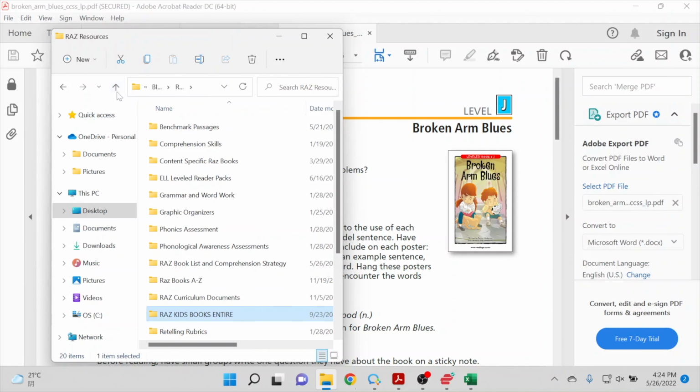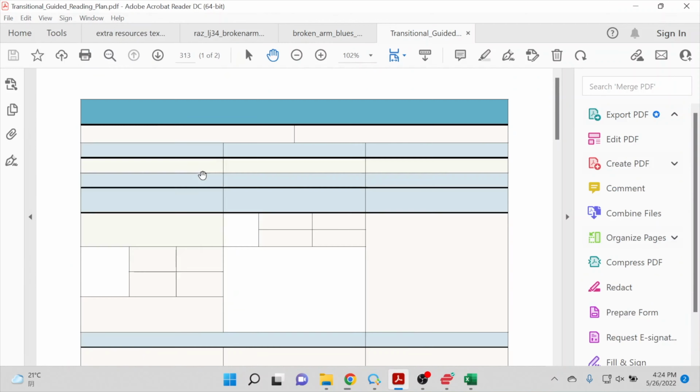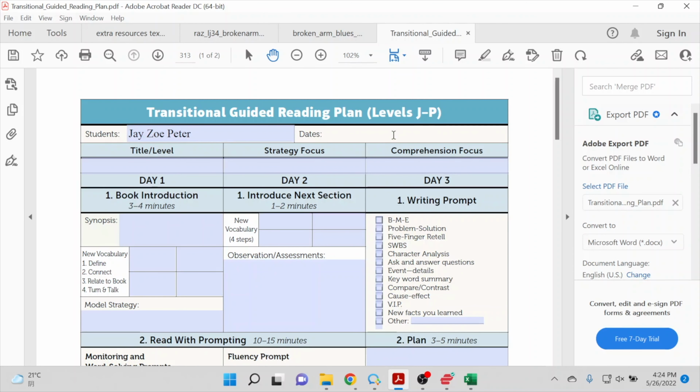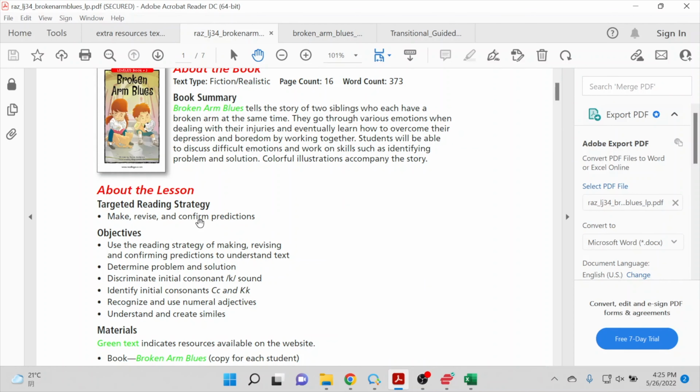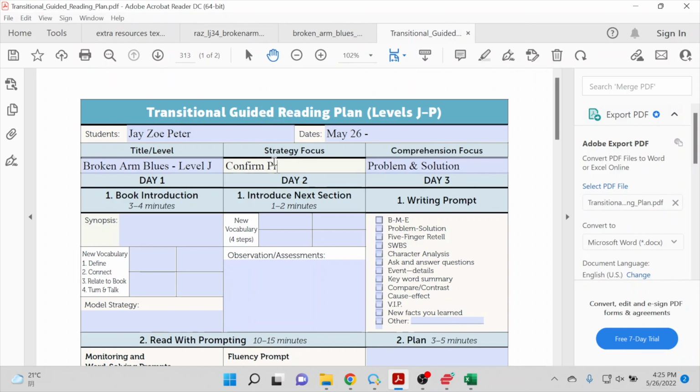I'm going to find the lesson plan. So the students are Jay, Zoe, and Peter. This is pretty self-explanatory. The date, right now it's May 26. The title of the book is Broken Arm Blues, and it's a level J. We know what the comprehension focus is, problem and solution. With strategy focus, let's take a look at the lesson plan: make, revise, and confirm predictions.